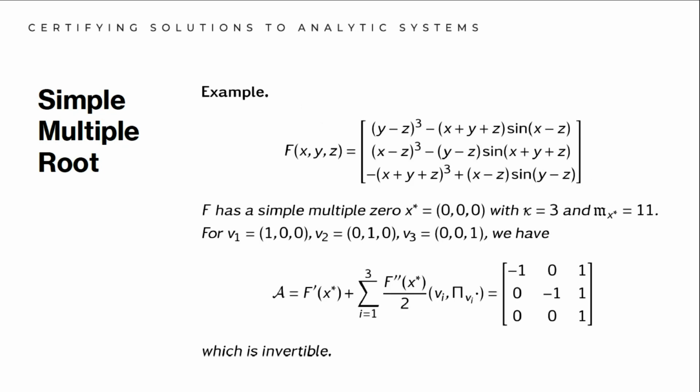Let me show you an example. We have a 3x3 system of equations here. We have a sine function, which is an analytic function. We have a simple multiple zero at the origin. Kappa is equal to 3, and the multiplicity is 11. Now we choose 3 vectors here, and then we can construct this A, which is invertible.